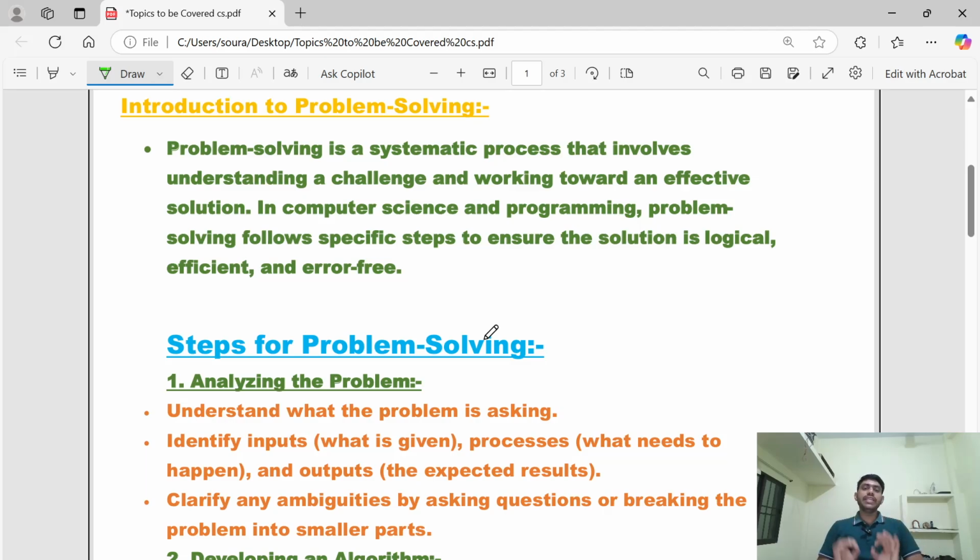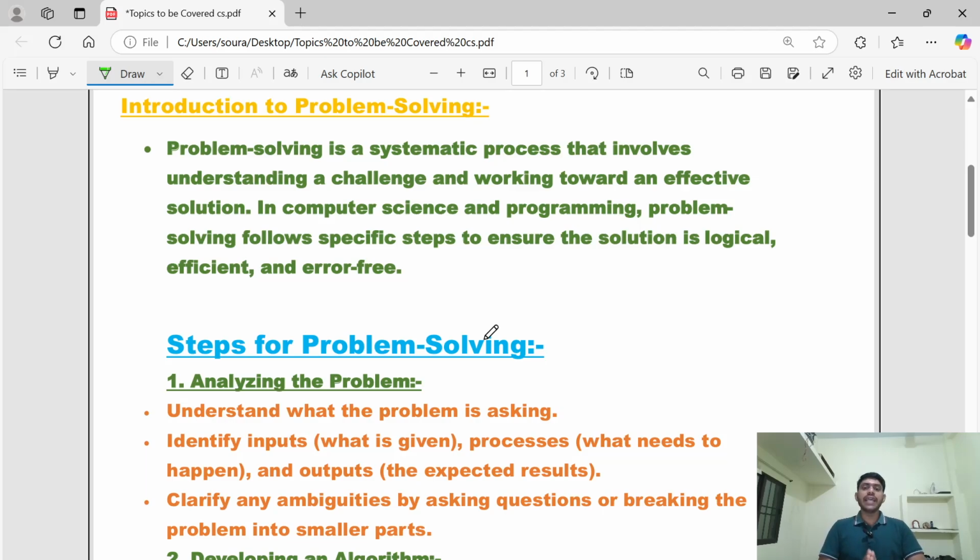So problem solving is a systematic process that involves understanding a challenge and working towards an effective solution. What we can see here, normally in real life, what is the problem solving process? It is a systematic process that involves understanding a challenge and working towards that effective solution. Means we need to analyze why this problem arises and what is the solution for this problem. That is the main thing to solve a particular problem.